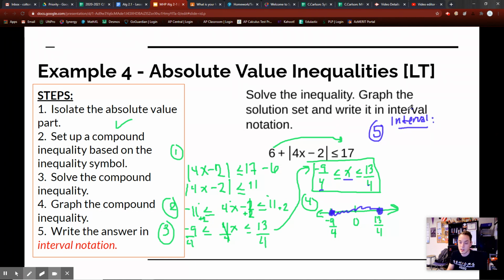Perfect. What will that look like? Well, where does the graph start, guys? It starts at negative 9 over 4, and it goes all the way to 13 over 4. Brackets or parentheses? I hope I'm hearing you say brackets. I'm going to use brackets on all of them, both sides, because it is closed dot on both sides.